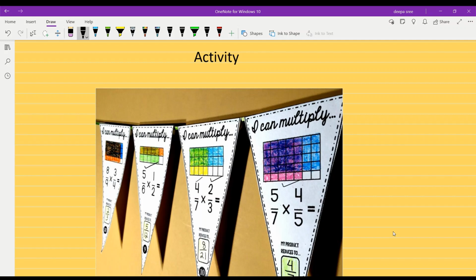Like that you have to make your own 4 questions, and use your own creativity to make the designs and find the product by using figures. So this is the activity from this lesson. So please do it and submit it on time. Thank you.